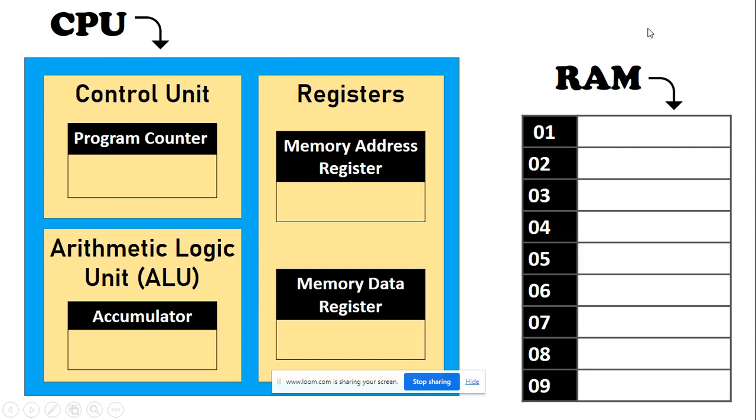On this side of the screen, I've got the RAM, just to give an example so that we can run through an example of how the CPU might work using data from the RAM, as we know that the CPU fetches data from the RAM as part of the fetch, decode, execute cycle.